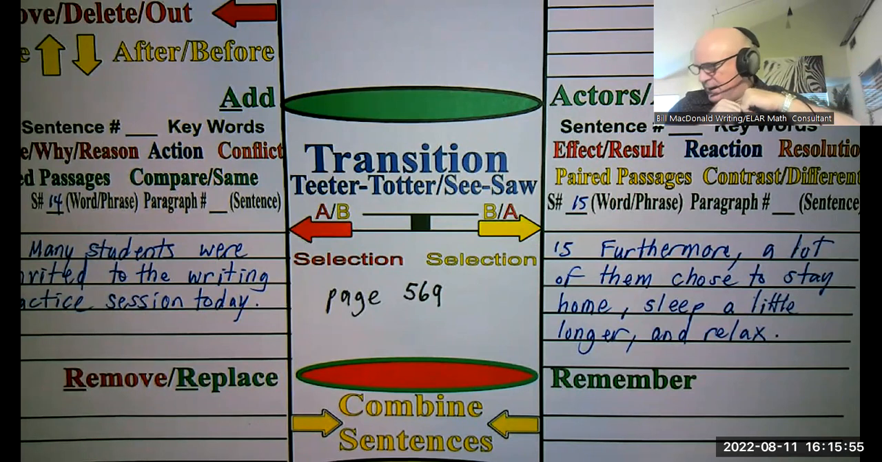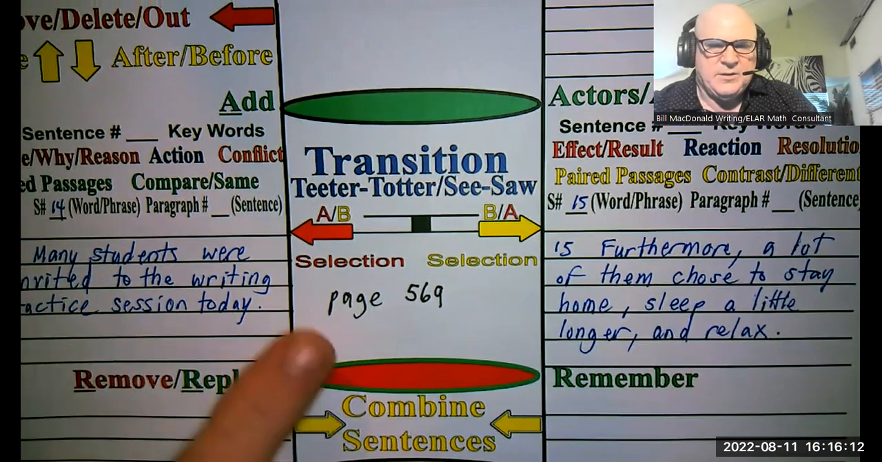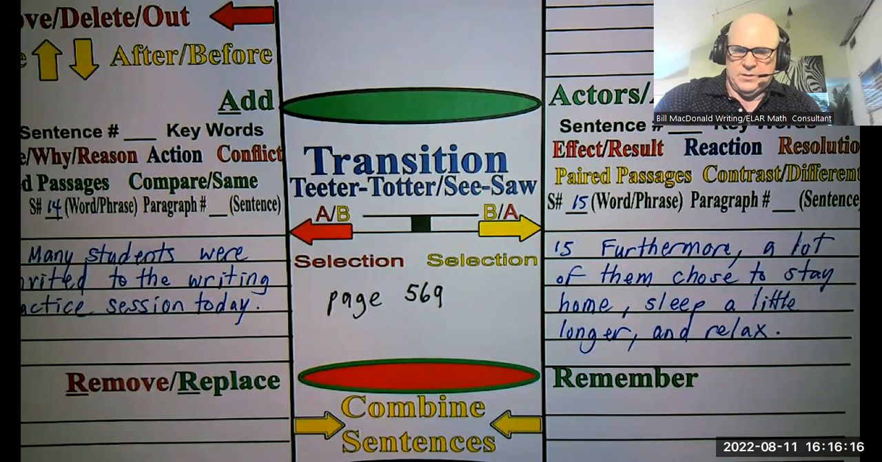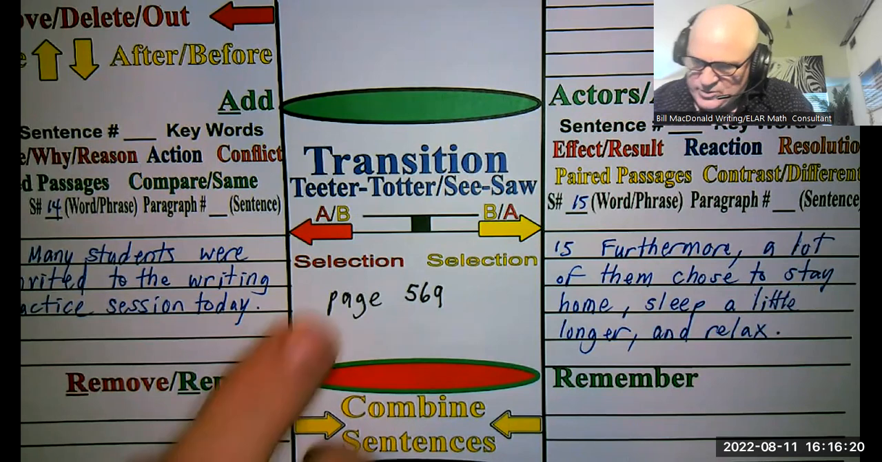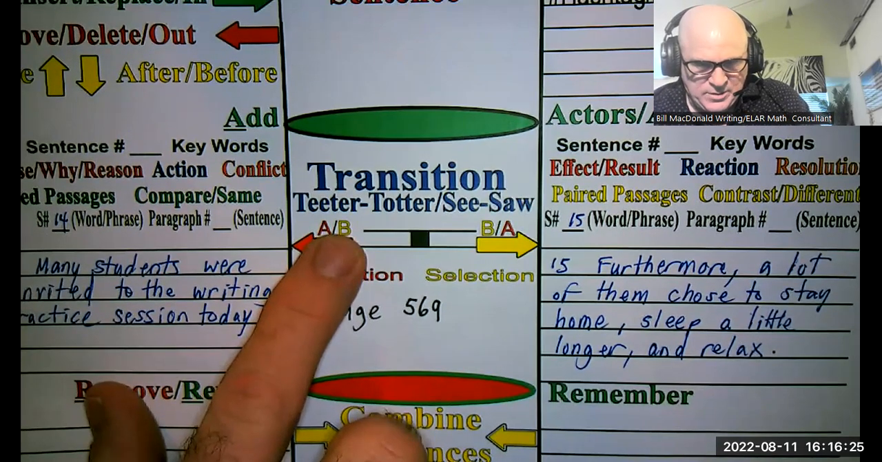Instead, I think that was the answer. Instead, a lot of them chose to stay home, sleep a little longer, and relax. So as I move from the teeter to the totter, from the C to the psalm, the reason I use red and yellow is to highlight. Pay close attention to what they give you in section A and see its relationship to section B.